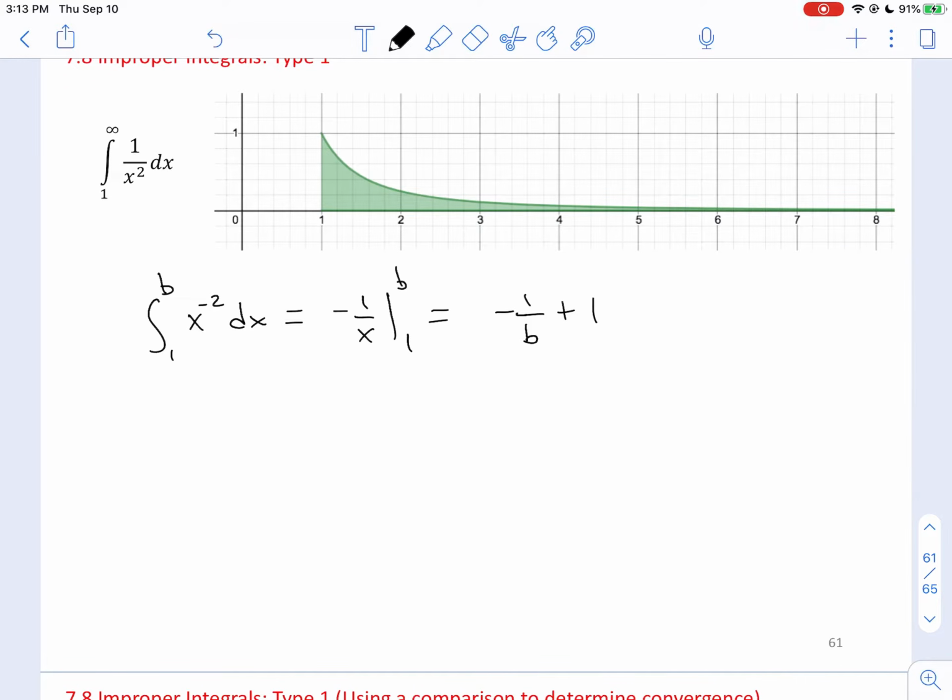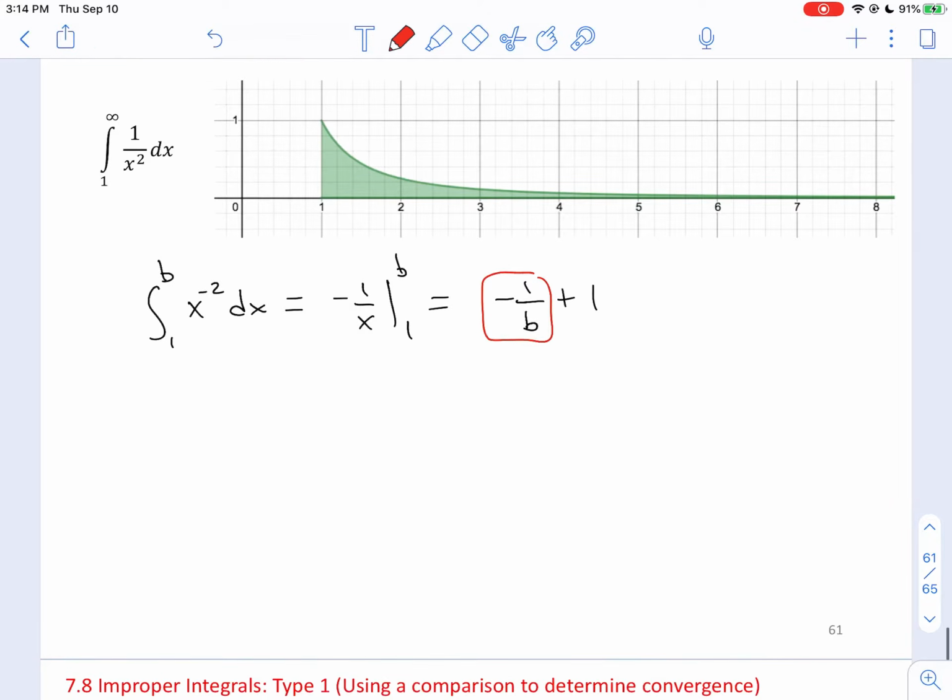Now we get to ask ourselves, what happens to this expression as b goes to infinity? If that b that's in a denominator goes to infinity, then we get negative 1 over increasing denominators. Negative 1 over 1,000, negative 1 over 10,000, negative 1 over a trillion. These fractions are approaching 0. They're shrinking to nothing as b goes to infinity. So that means that all of this, therefore, is approaching 1.